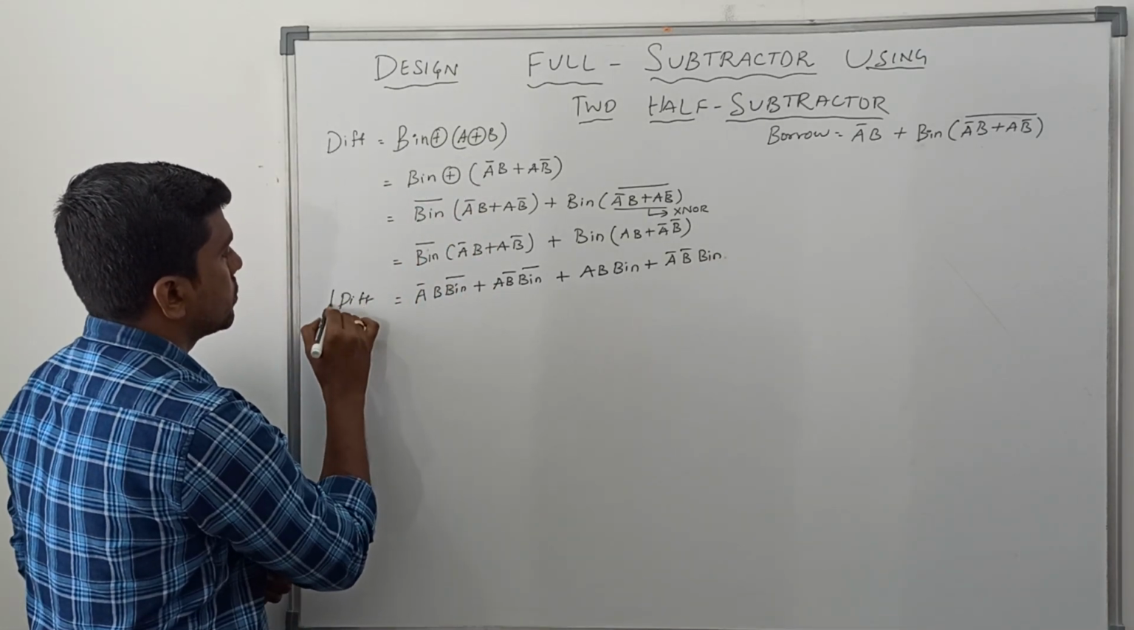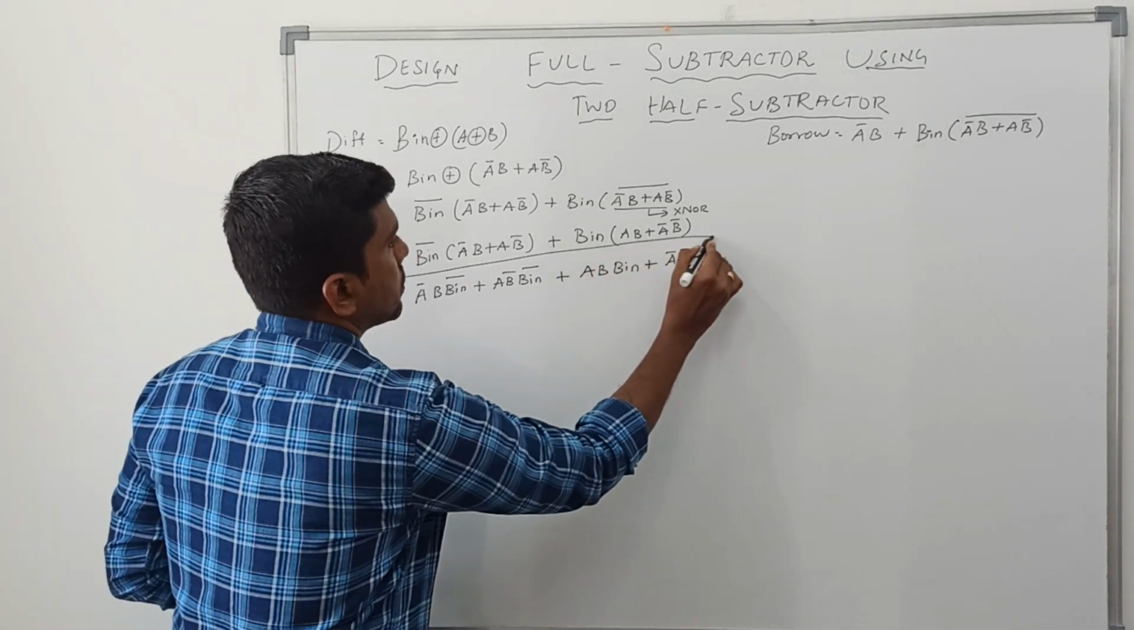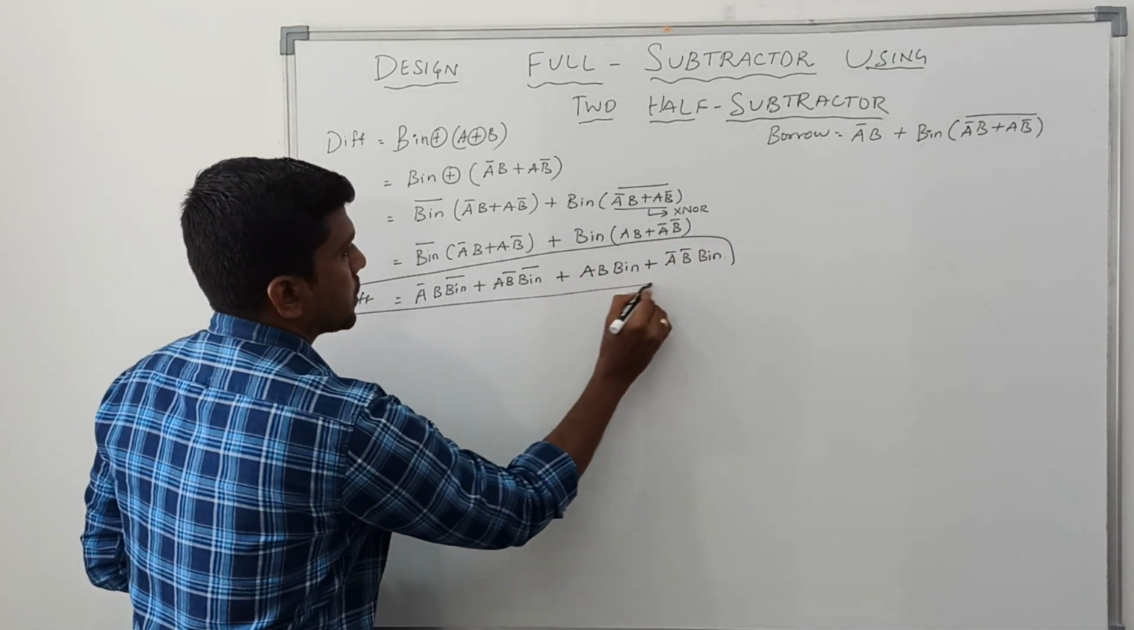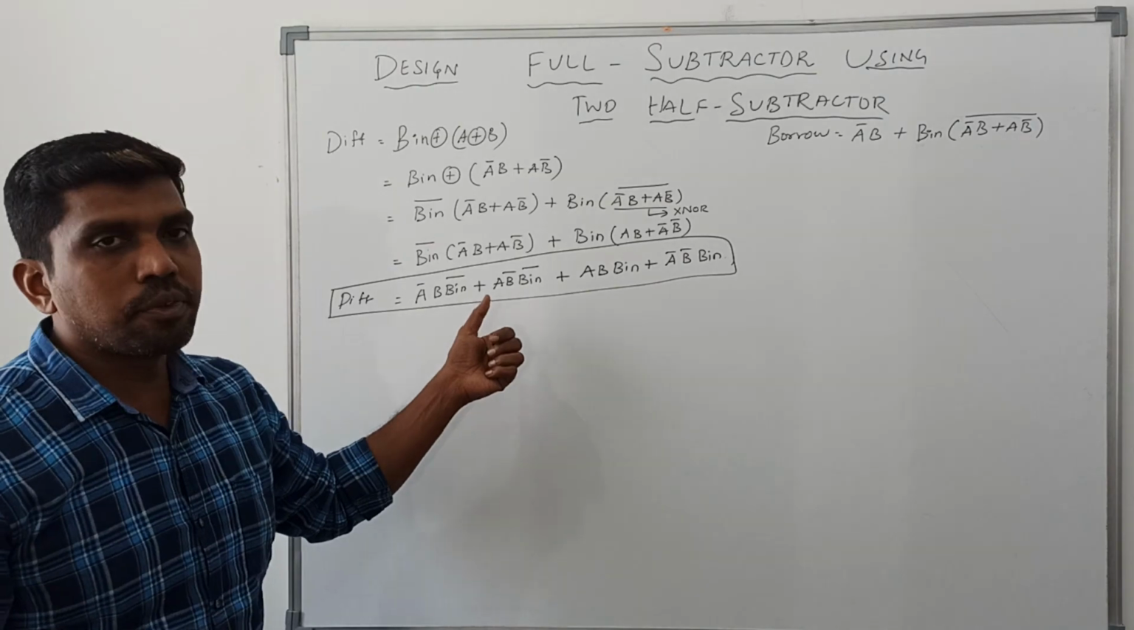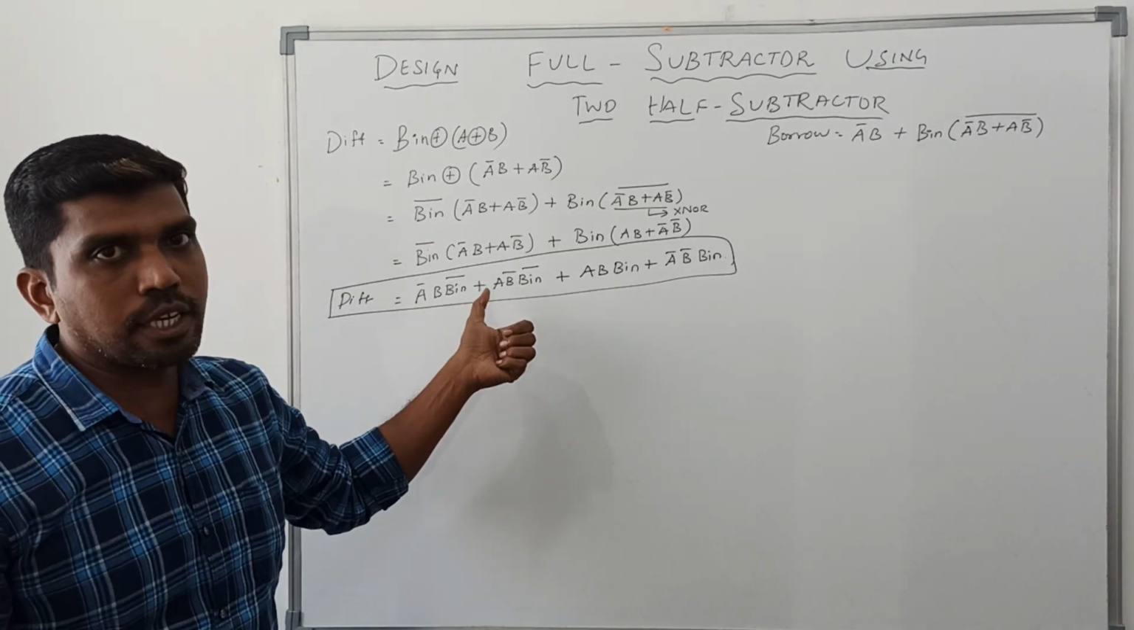So this is the Boolean expression for difference. After simplifying with the K-map, we will get this expression.